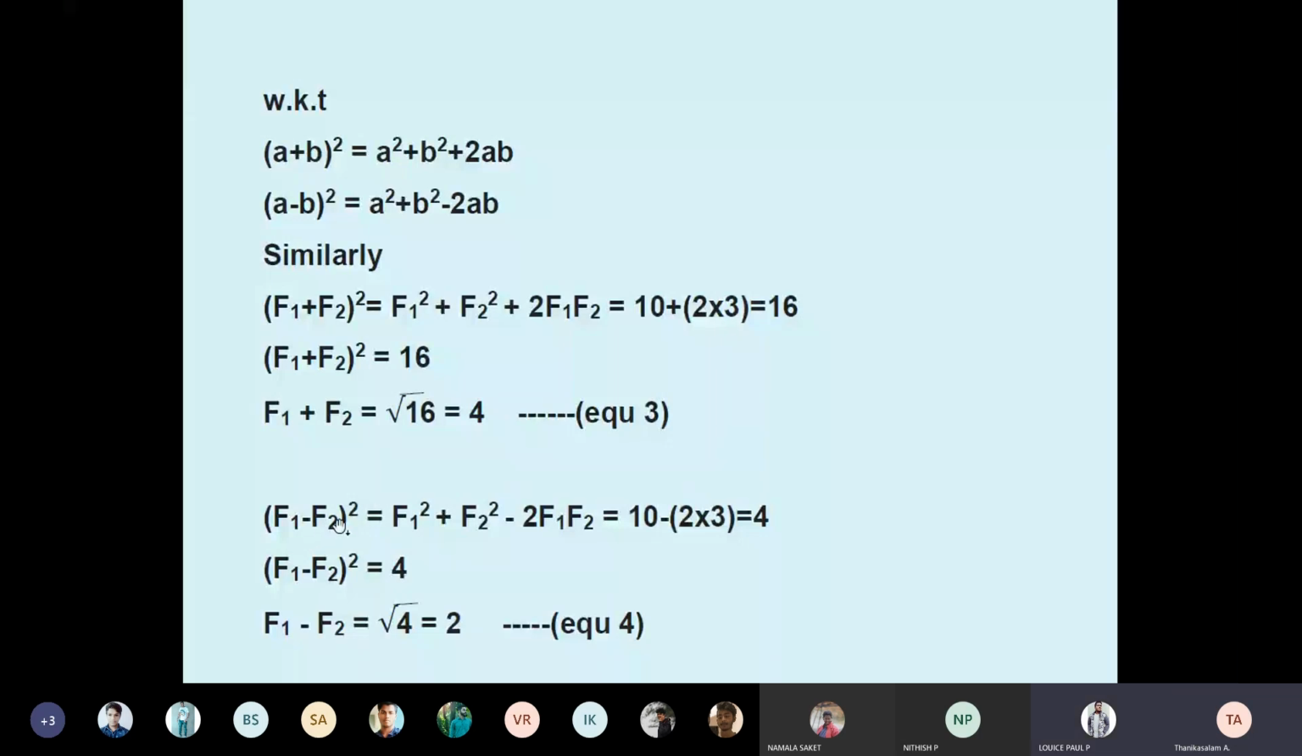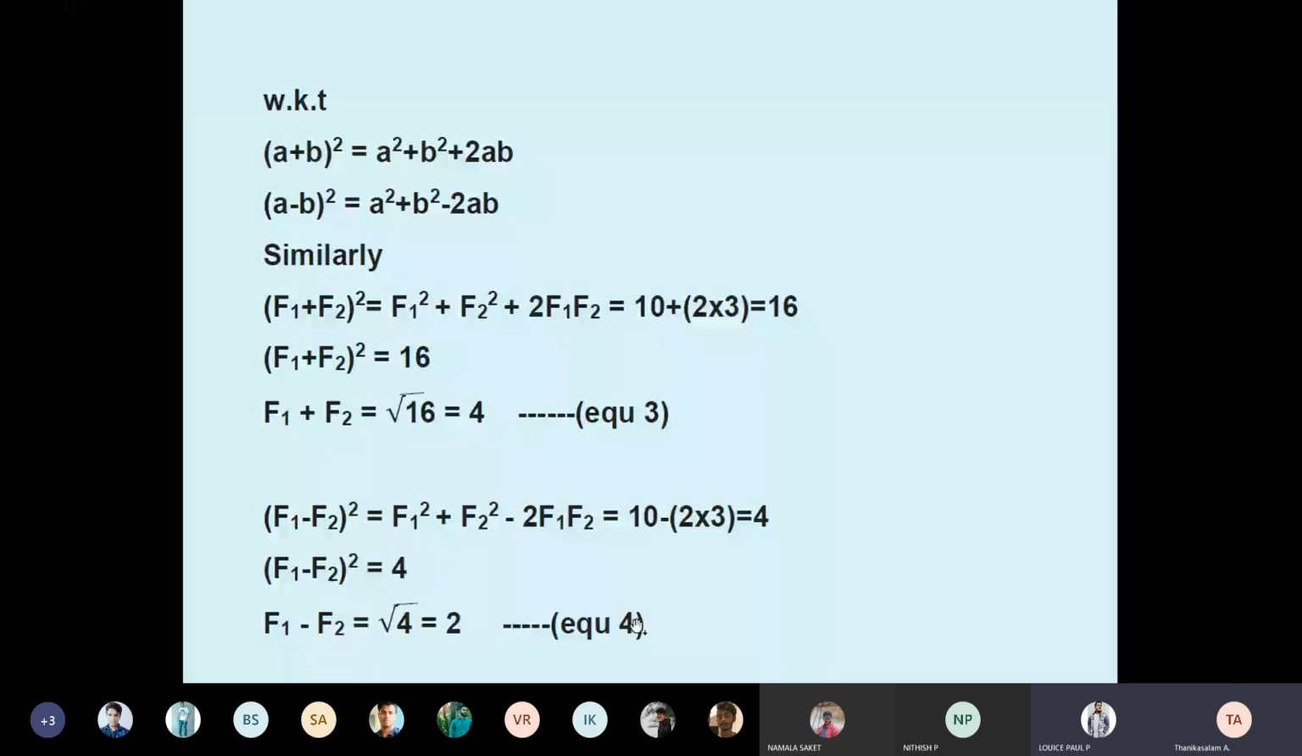Similarly, (f1 minus f2) whole square equal to f1 square plus f2 square minus 2 f1 f2. Therefore 10 minus, how did we get 10? We already know f1 square plus f2 square is 10, and f1 f2 is 3. Therefore 10 minus 2 into 3, which is 4. Therefore (f1 minus f2) whole square equal to 4. Take the square root. We know the procedure: a squared equal to 4 means a equals square root of 4. Therefore f1 minus f2 equal to square root of 4, which equals 2. So this is equation 4. So we have equation 3 and equation 4.